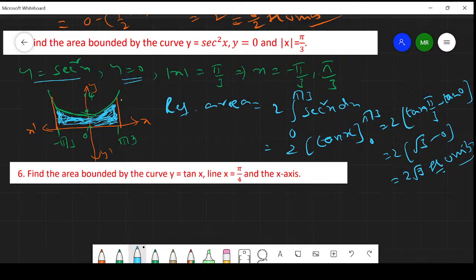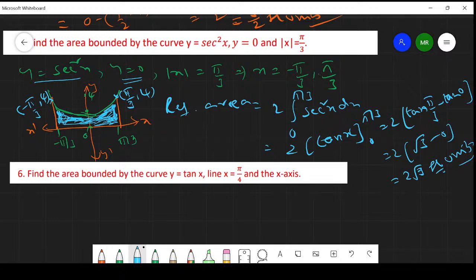Because I don't want this point. If you want the point of intersection, we can write that. This point is pi by 3 comma 4, and this point is minus pi by 3 comma 4. If it is required, you can write it. I want only between 0 to pi by 3. The area is 2 root 3 square units.